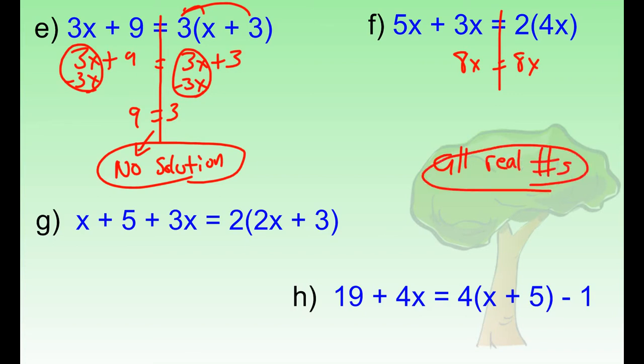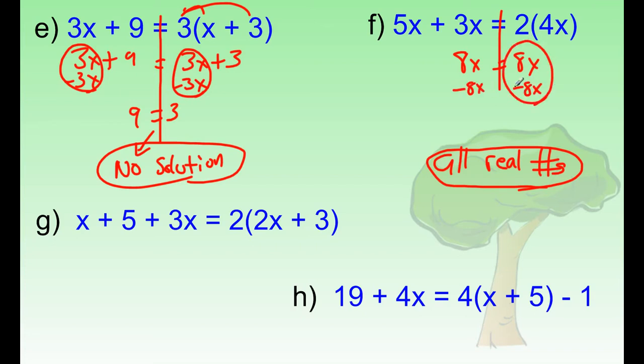Oh, that was bad. There. But some people like to go the step farther because they like to finish the problem and get rid of the variables on both sides. So if you would subtract 8x on both sides, this side gives you 0, this side gives you 0, and yes, 0 equals 0.